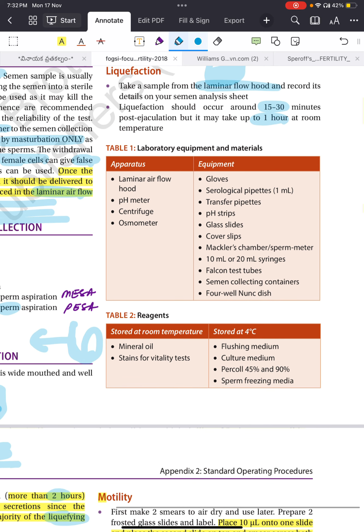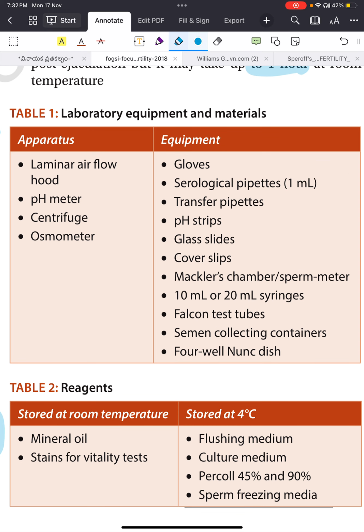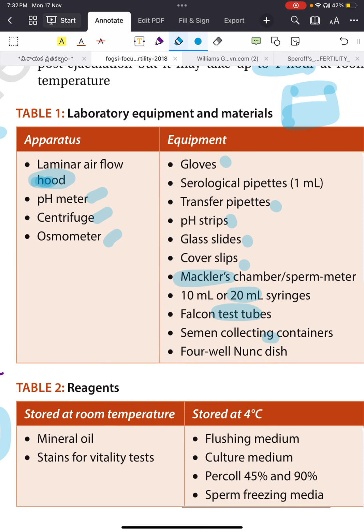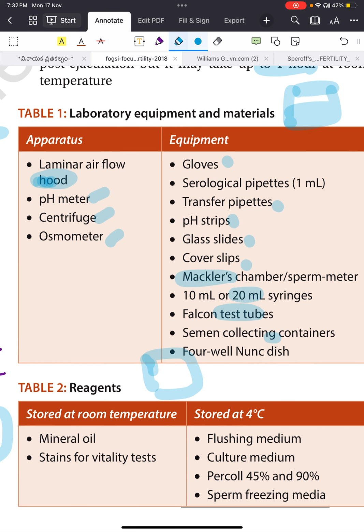Coming to the laboratory equipment and materials required. Once the person gives the semen sample to the lab, inside the lab there should be a laminar airflow hood. I told you already, in that hood only we'll keep this container. Then we need a pH meter, centrifuge machine, and osmometer. Coming to equipment, we need gloves, pipettes, transfer pipettes, pH strips, glass slides, cover slips, and Makler's chamber or sperm meter. And we need 10 ml syringe, 20 ml syringe, Falcon test tubes, semen collecting containers, and a 4-well nunc dish.